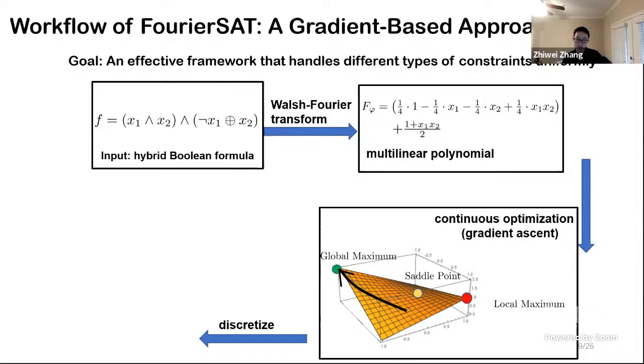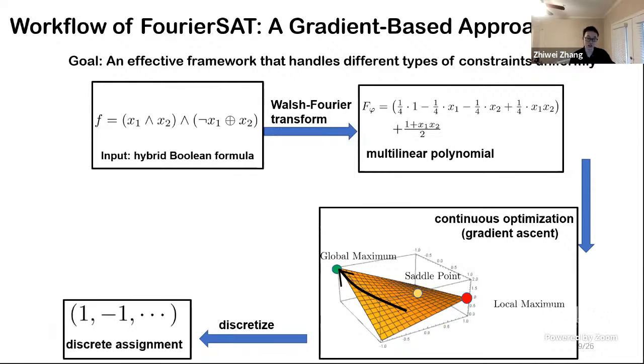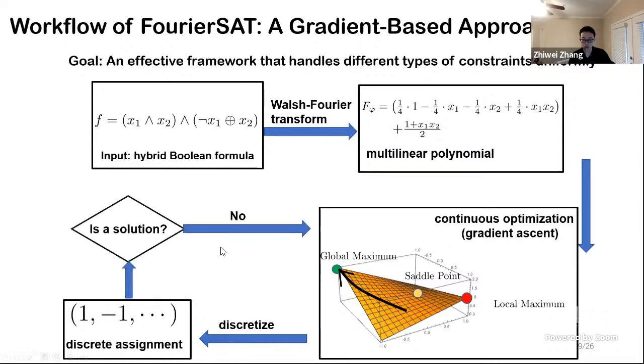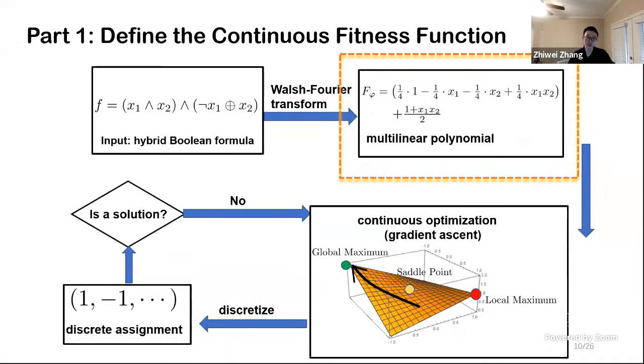We may end up converging to a global maximum, local maximum, or saddle point, but no matter which point we converge to, we can always discretize it to check if it is a solution or not. If not, we just go back and do a random restart. So in the rest of this talk, I will be decomposing this framework into different pieces and show you how each component actually works.